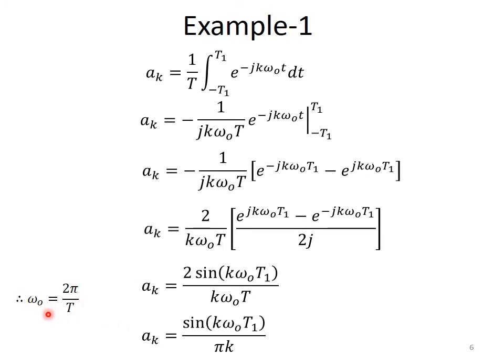Here omega naught is equal to 2 pi upon t, and substituting omega naught in the denominator, we can further simplify it. When we substitute omega naught equal to 2 pi upon t, t would be cancelled with t, and we will have only pi k in the denominator, because the 2 would be cancelled with the 2 in the numerator. So we get sine k omega naught t1 divided by pi k. This is a simplified version of ak.